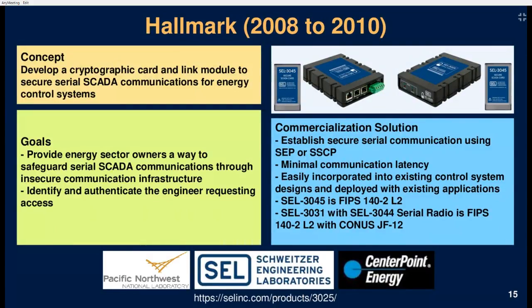This turned into several SEL products, including the SEL 3025 serial encryptor and the SEL 3031 serial radio. Both have FIPS 140 level 2 encryption cards, and the radio has JF12 CONUS approval. The seeding randomization in the encryptor card is currently being updated, so the device is currently on the FIPS 140-2 historical list. However, we expect to have the validation completed by the end of this year.